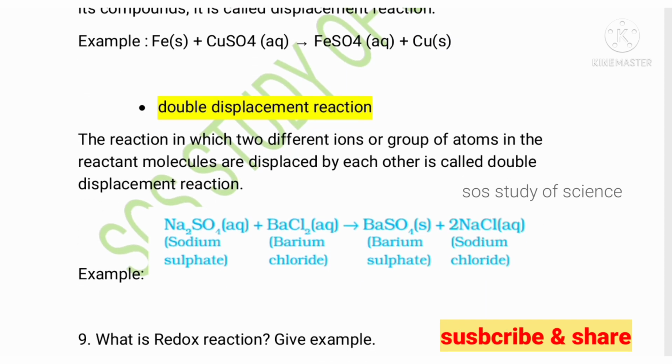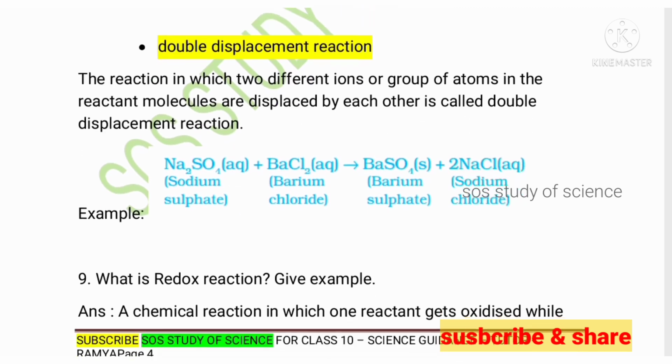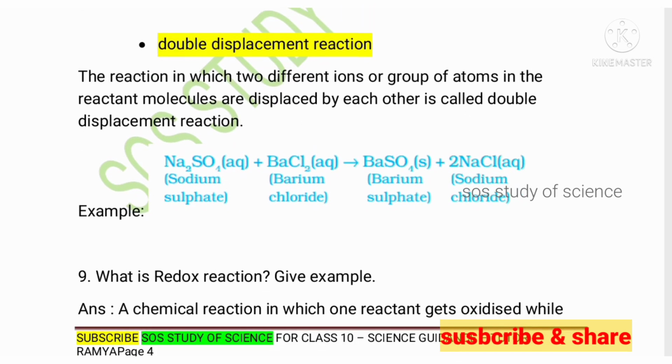So moving to next, double displacement reaction. Here, as I told you already, exchange of ions takes place. If exchange of ions takes place, then the reaction is considered to be a double displacement reaction. The example I already informed you just some time before as one of the questions: sodium sulfate combines with barium chloride to form barium sulfate and sodium chloride. This is the one which I already told you.